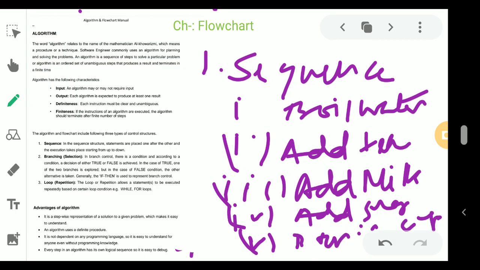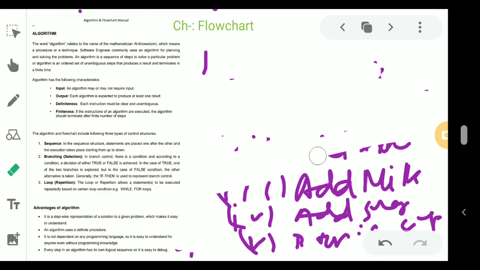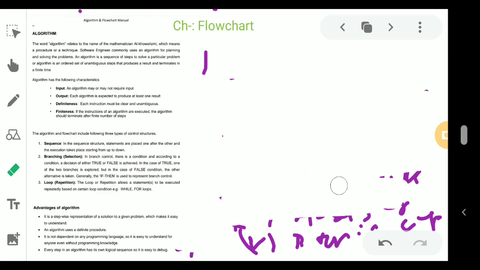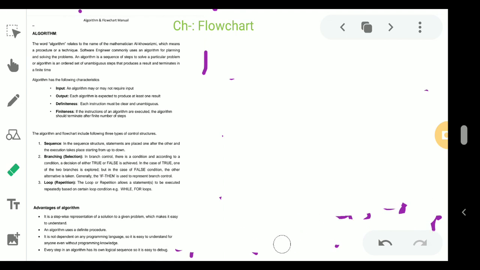So these are sequential steps, one after another, and there must be a finite number of steps. After the fourth step or fifth step, after a certain number of steps, you get the solution. So this is the first type of control statement. Now we are moving on to the next type of control statement.